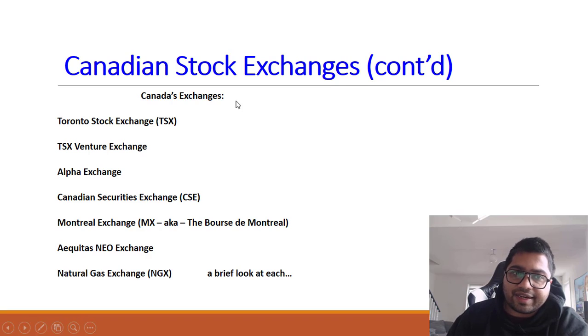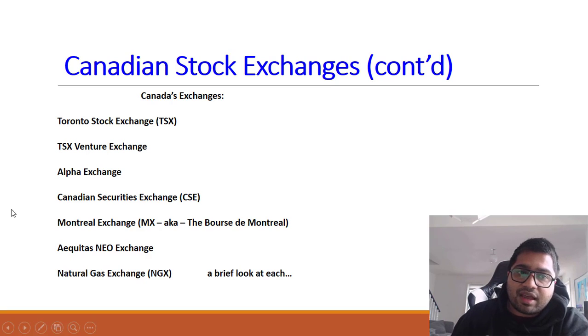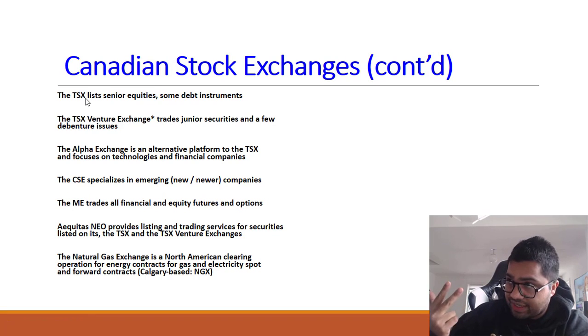Canadian exchanges, TSX. TSX is the exchange where mostly Canadian large and medium sized companies are traded. TSX Venture Exchange is an exchange, again Canadian, where small companies are traded. Alpha Exchange is a substitute for TSX, like you can either trade on TSX or on Alpha. Canadian Securities Exchange, CSE, is also an exchange. Montreal Exchange is where mostly derivative trades happen. Then Equiduct Neo Exchange is there and Natural Gas Exchange is there. TSX, TSX Venture and Montreal Exchange are the three major ones.